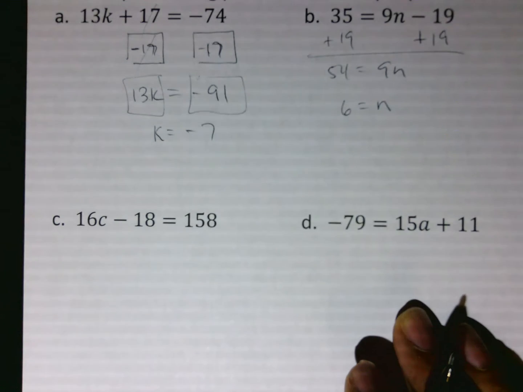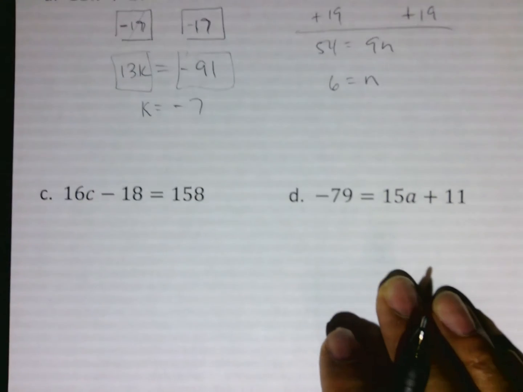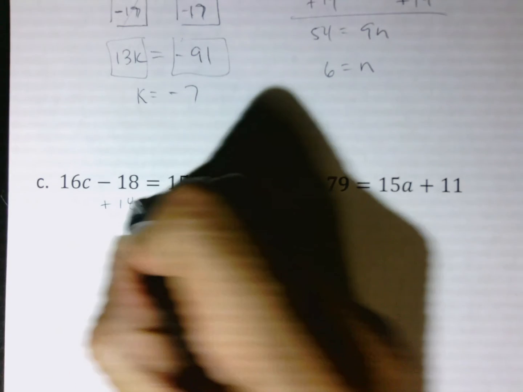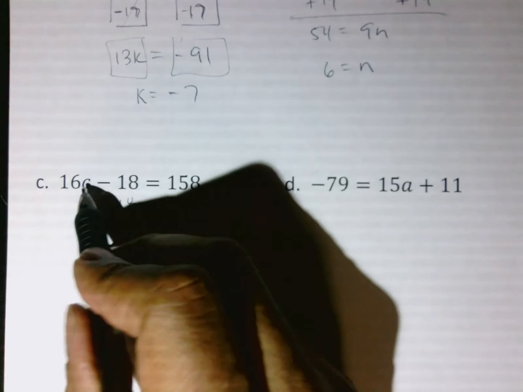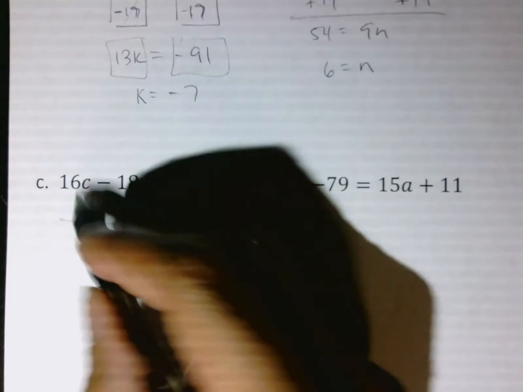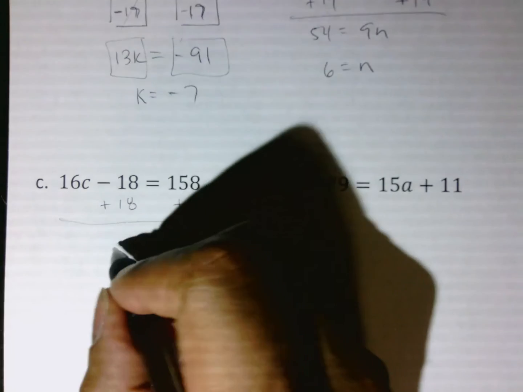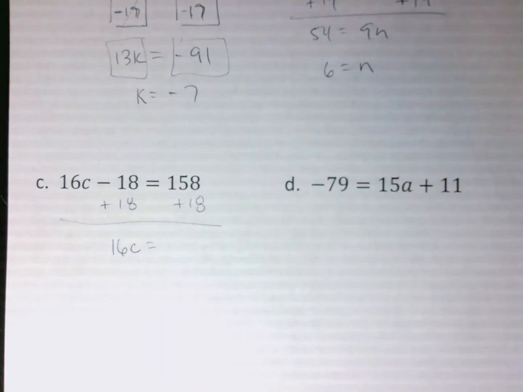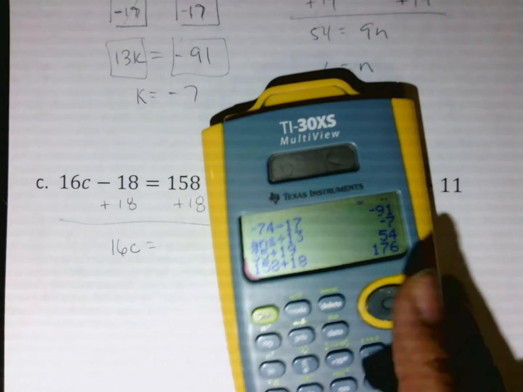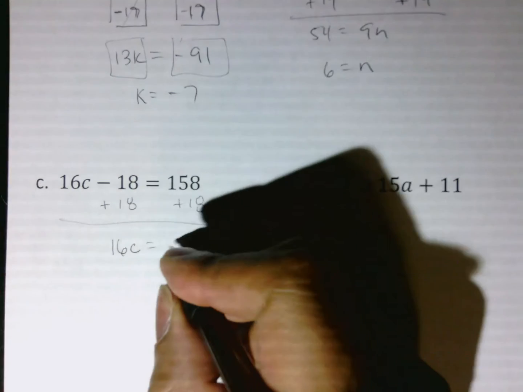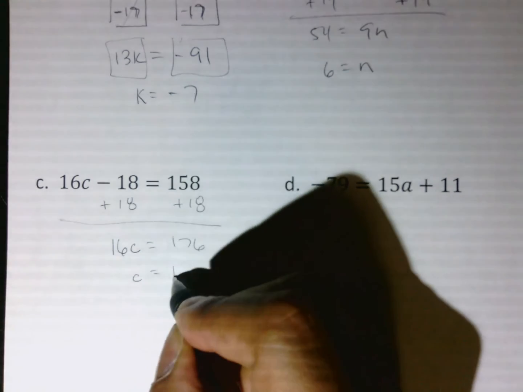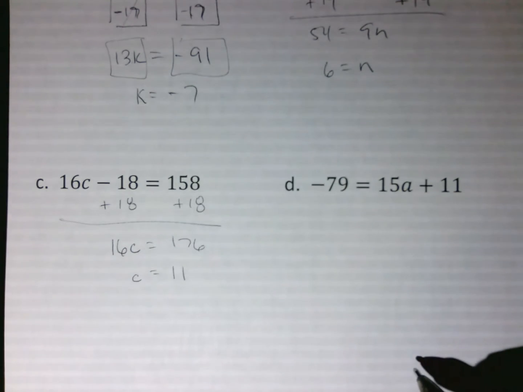C, the very next one, 16c minus 18 equals 158. Again, the first thing you want to do is move by putting plus 18, because 16 is what's attached to c. 18 is a number that's not attached to c. It's the furthest from it. Remember, we don't look at the other side. You'll bring down your 16c. You will then bring down whatever 158 plus 18 is, which is 176. You'll then divide both sides by 16, getting c equals 11.